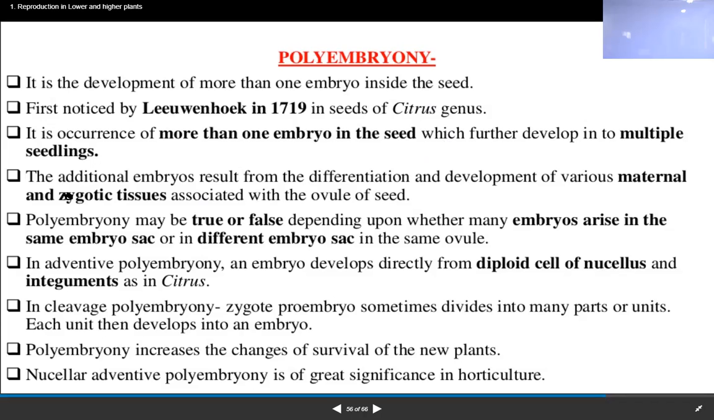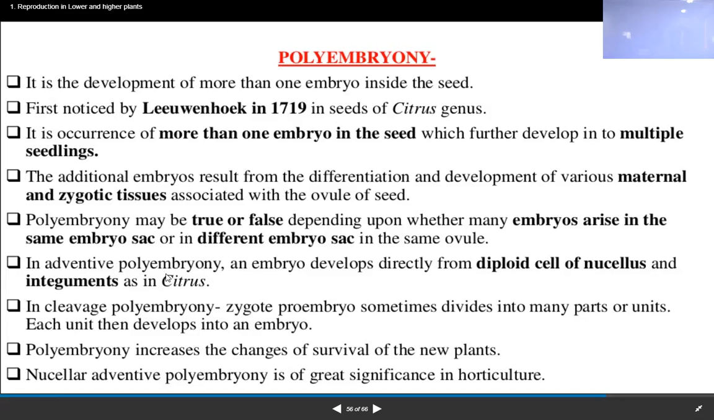Of course, the additional embryos result from differentiation and development of various maternal and zygotic tissues associated with the ovule of the seed. Polyembryony may be true or false depending upon whether many embryos arise in the same embryo sac or different embryo sacs are there. Have you heard about placentation? Yes, you must have done placentation in 11th. How many ovules there are, how many embryo sacs, how many locules, how it is arranged. You must have heard about it.